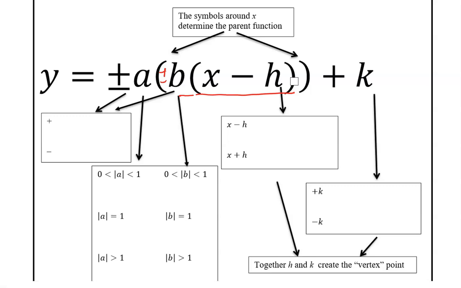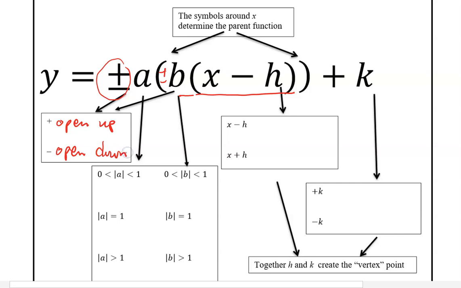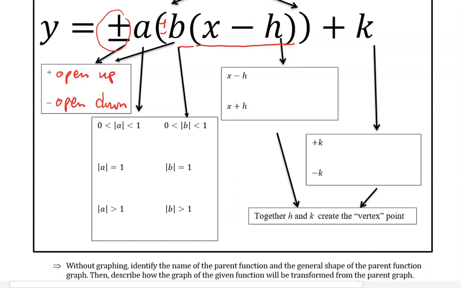So first, we know out in front, A, if it is positive, it's going to open up. If it is negative, it's going to open or point down. If the absolute value of A is 0, that whole function will get negated and just be y equals k. So if it's greater than 0 but less than 1, we will end up vertically compressing, or it's called a vertical compression.